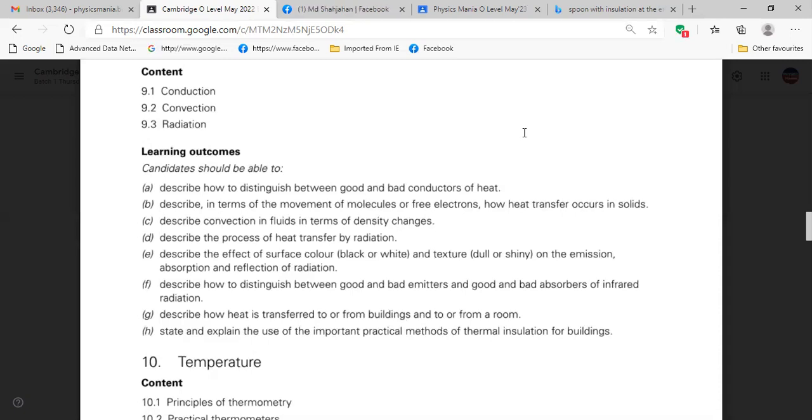Convection is another process. It only happens in fluids. What is called a fluid? Any idea? Liquid. Both gases and liquids. Both gas and liquid are called fluids. Why? Because they can flow, right?